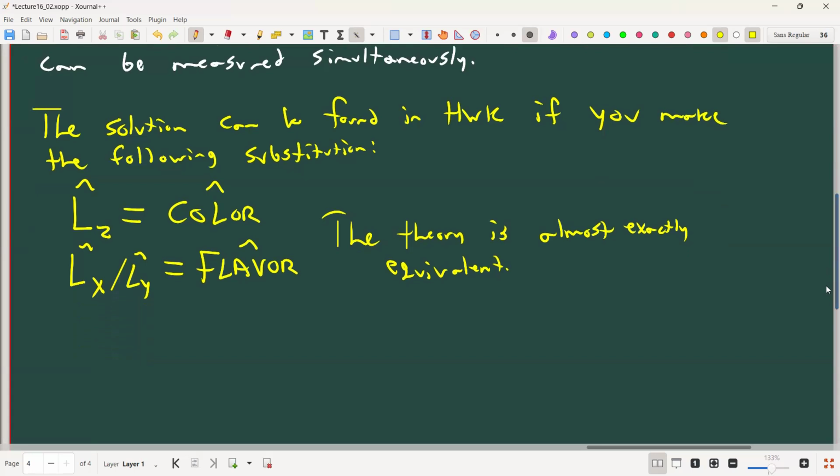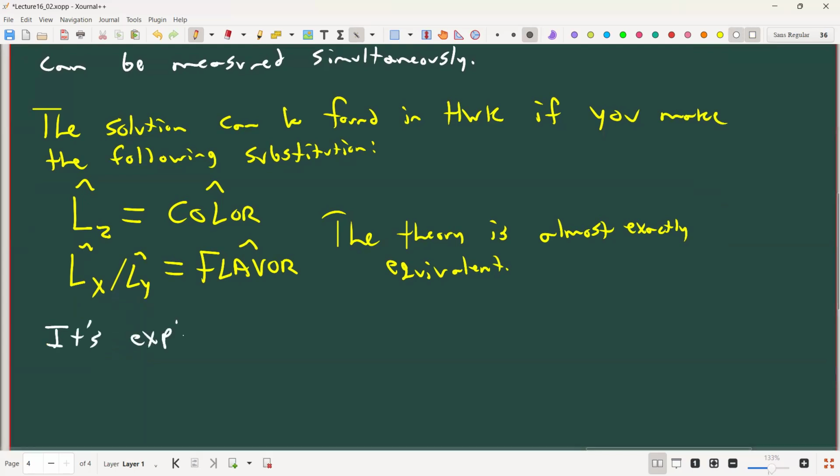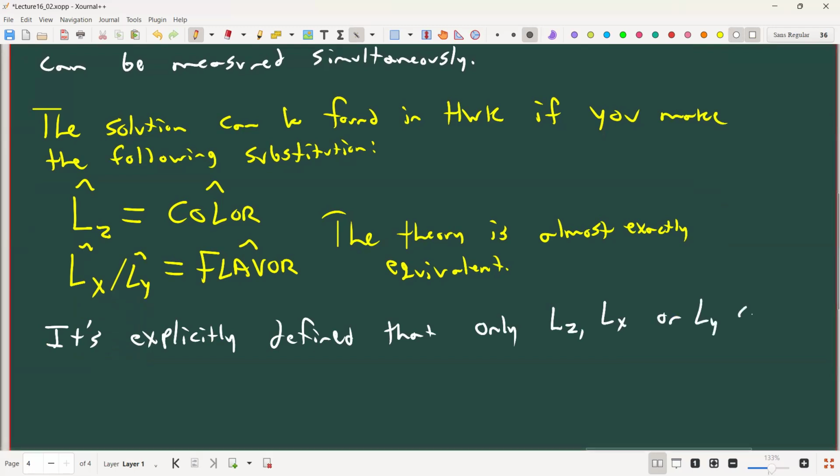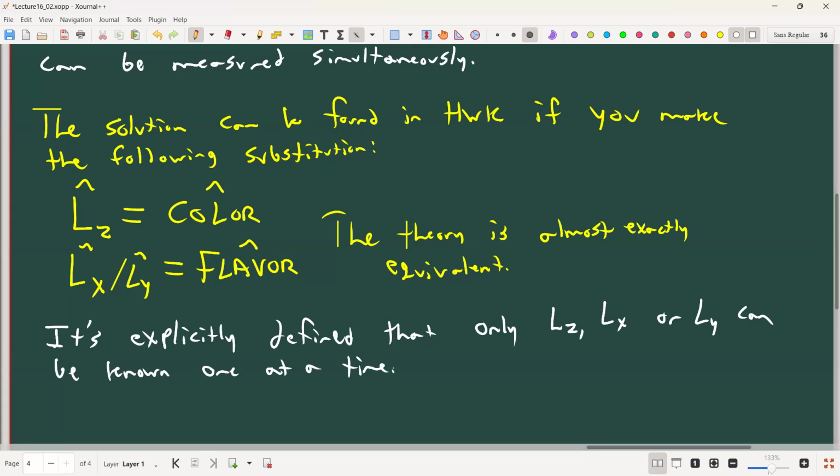So the conclusion, from quantum mechanics, is built into the theory, explicitly defined, that only LZ, LX, or LY can be known one at a time. You know one, you don't know the other one. Right? And there's a proof that you can do.